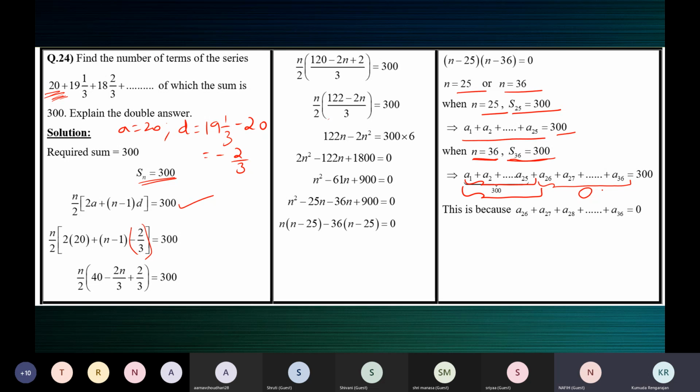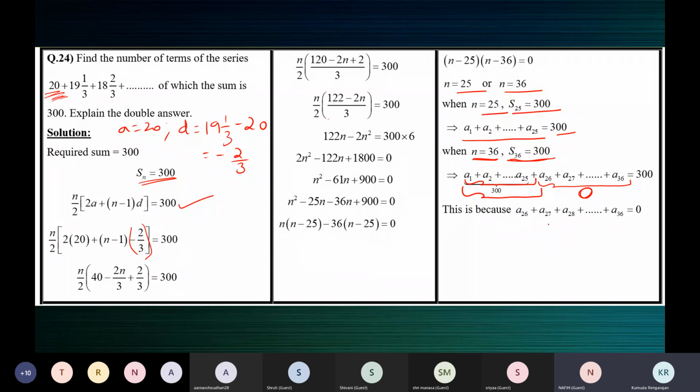Plus something should give you 300. That means plus 0 only can give us 300. So what do we have here? 26th term to the 36th term. That means the sum of all these terms is 0. This is because 826 plus 827 plus 828, so on till 836 is 0.